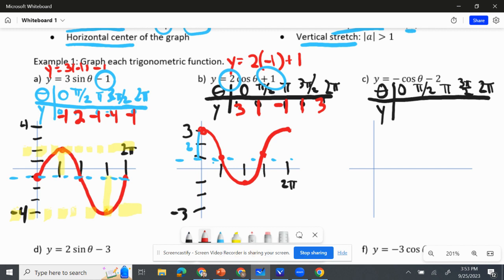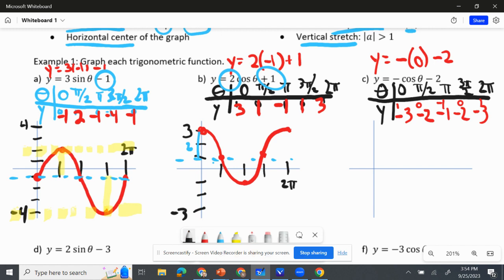When we plug in our values, what we have is y equals negative. We're going to plug in all our values in for cosine. And so our cosine values are 1, 0, -1, 0, and 1. So when I plug in a 1, that's -1 minus 2, which is -3. When I plug in a 0, it's -0 minus 2, which is -2. When I plug in a -1, negative and a negative make a positive, and that's -1. When I plug in a 0, it goes back to -2, and then back to -3.